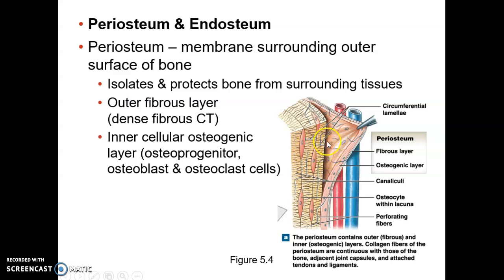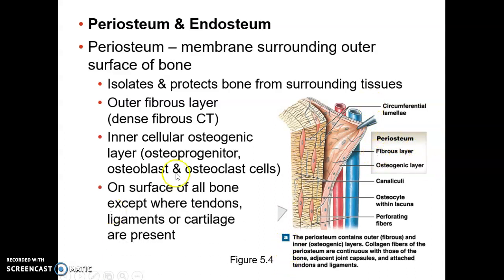If they get encased with solid bone material, then those osteoblasts differentiate into osteocytes. Then also the osteoclast cells are those cells that resorb or dissolve solid bone matrix. So all those types of cells would be found within the inner cellular osteogenic layer of the periosteum.